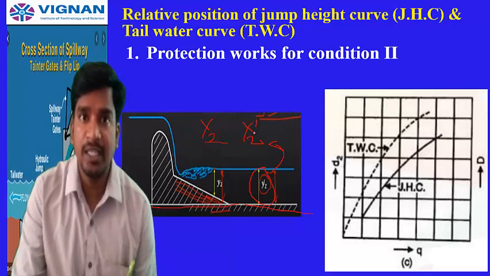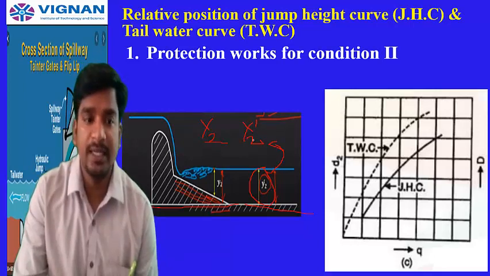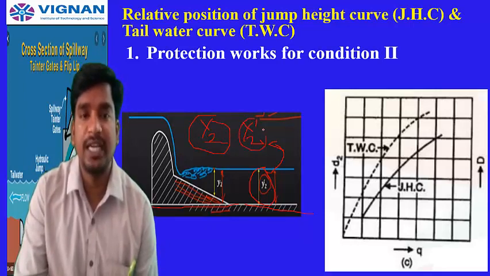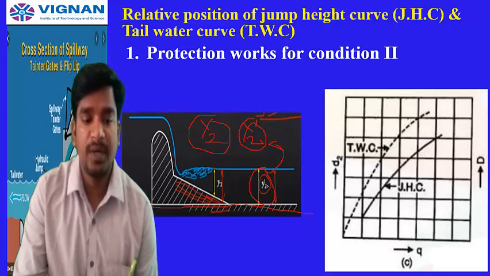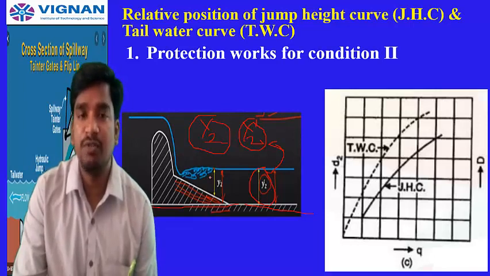Okay, so in this particular case, what we are doing? Our required depth is Y2, but the available tailwater depth is Y2 dash. So what happens? As the depth is greater, the required hydraulic jump will not be forming. Then the energy dissipation will also not be up to the mark.